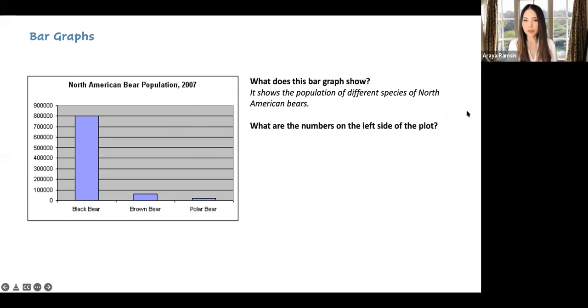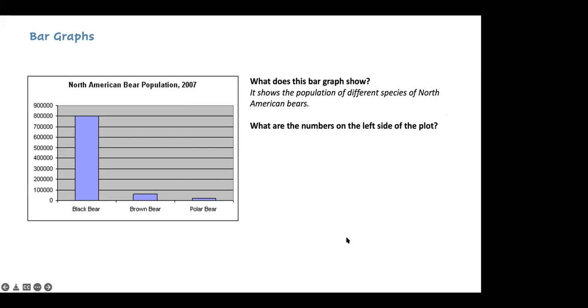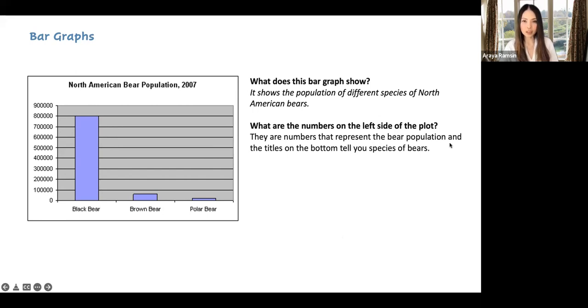What are the numbers on the left side of the plot? Left side over here. The number of the bears? Yes, there are numbers that represent the bear population, and the titles over here on the bottom of the bar graph tells you species of bears. Okay, we have black bear, we have brown bear, we have polar bear.